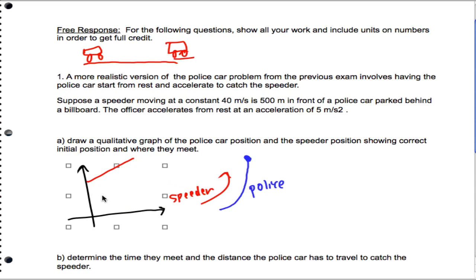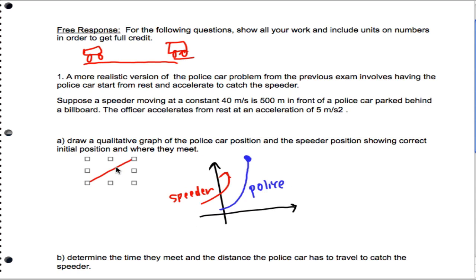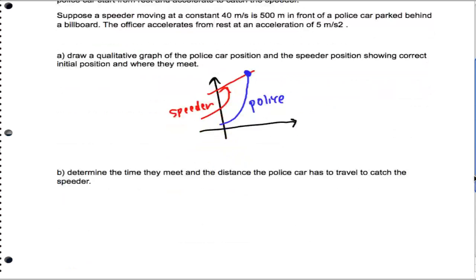Like this. So our speeder graph, yeah. So that's what happens here. That's what our graph looks like. Good. Now we want to determine the time they meet, the distance the police car has to travel to catch a speeder.